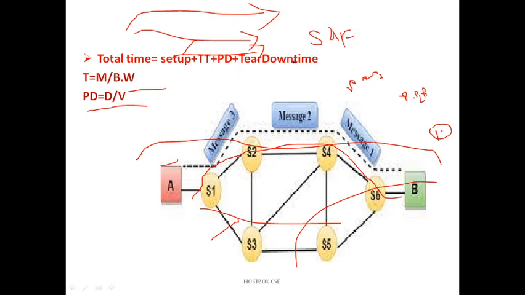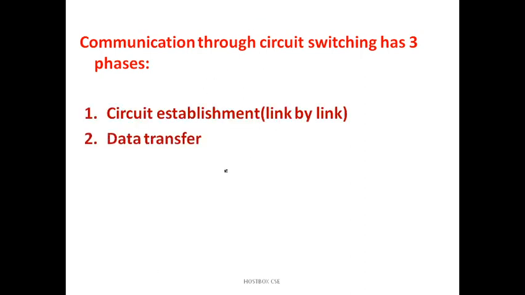At last, we see how the communication happens in circuit switching. A better example of circuit switching is the telephone network. Today we are not following the older days, we follow this only. There are 3 phases when you create communication in circuit switching. One is circuit establishment, that is link by link. Then data transfer, where you transfer the information. Then circuit disconnect. Once you transfer the data, it can stop.